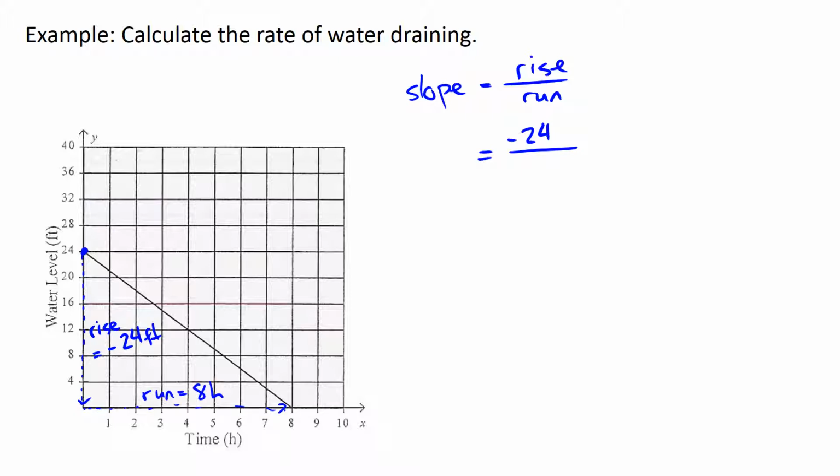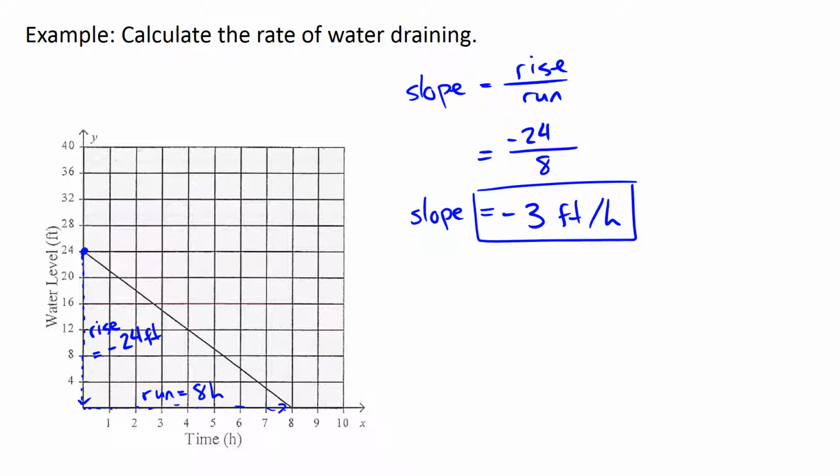So negative 24 for rise, run is 8. That gives us a slope of negative 3, and now here's where we have to get the units. Negative 3 feet per hour. So this is telling us the rate that the water level is draining, or the water level is changing. Negative 3 feet per hour.